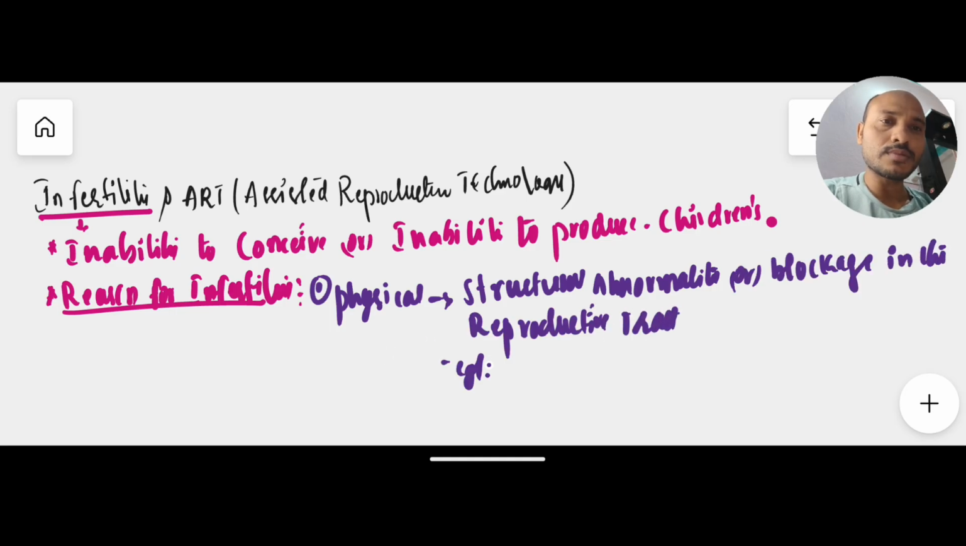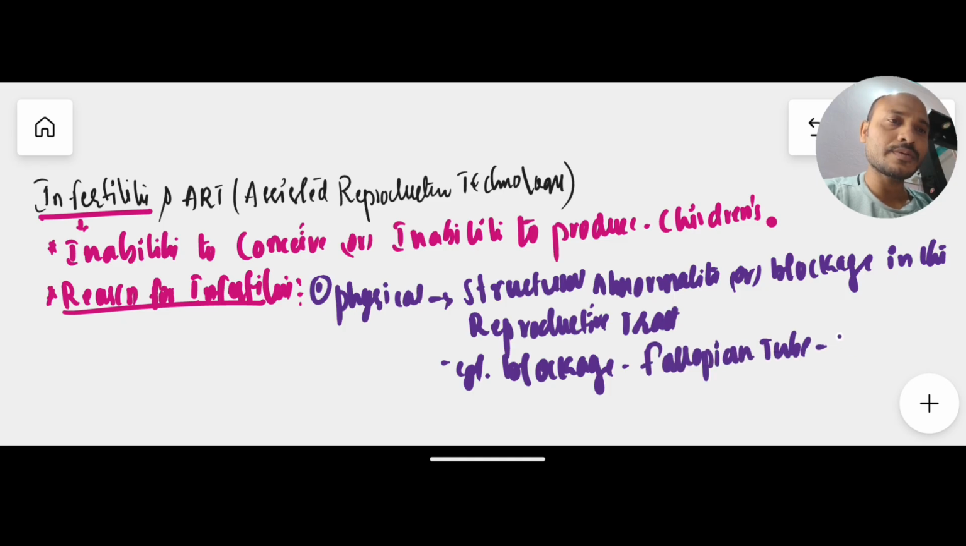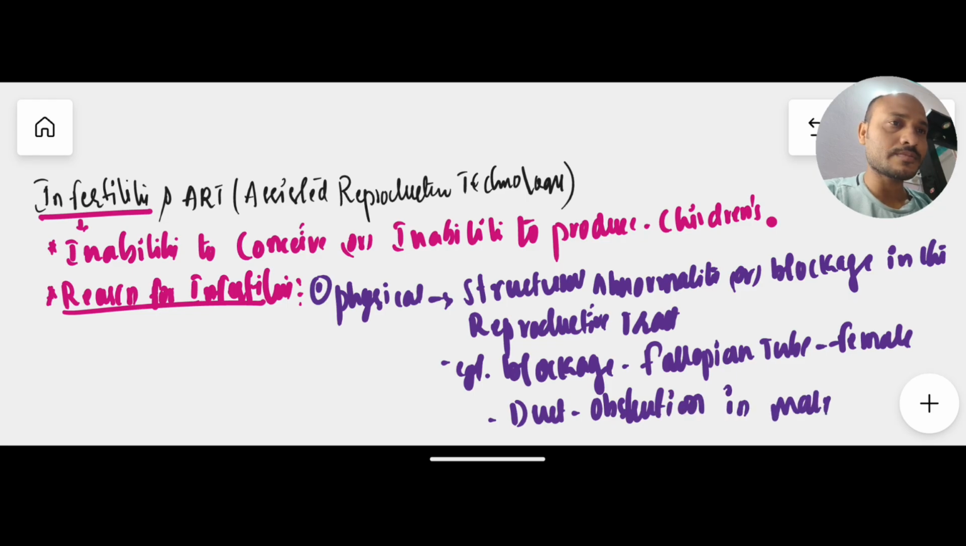For example, blockage in the fallopian tube in females, or duct obstruction in males. Here duct means the several ducts we have in the male reproductive system. So if any obstruction occurs in a duct, that also leads to infertility. So these are physical reasons for infertility.